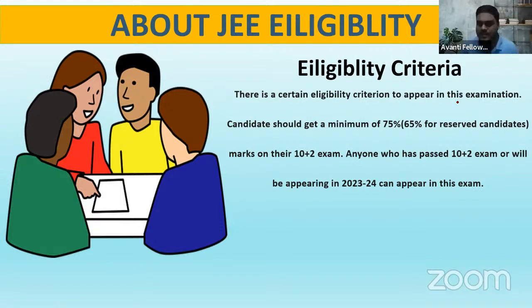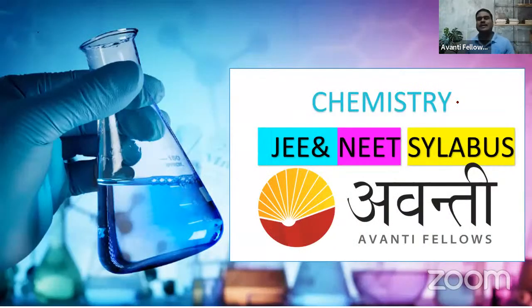So this is a very simple eligibility criteria for the JEE and NEET exam. Either you have completed your 10+2, or you are pursuing your 10+2, so both are eligible for this exam, right? Now quickly see the syllabus, which syllabus we are going to cover. We are going to see our chemistry syllabus. In this session, I classify the whole chemistry syllabus into three parts: the physical part, inorganic part, and the organic part, right?